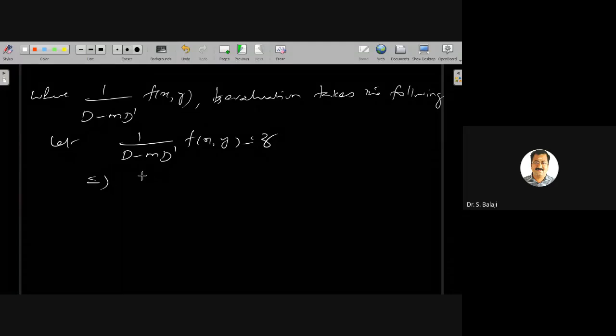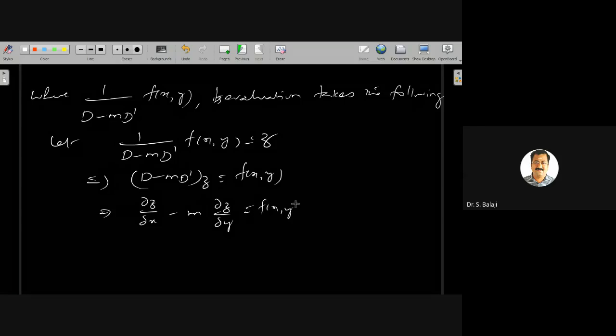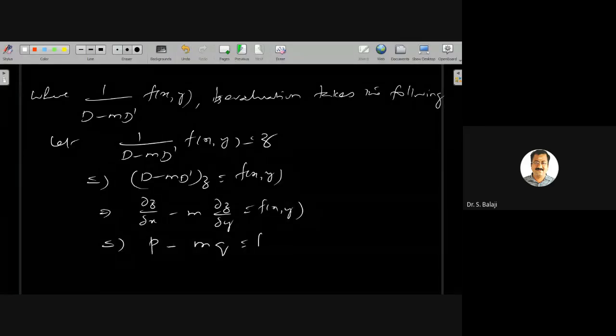And what you can get here, (D - mD') of z, cross multiply, that is equal to f(x, y). This is nothing but dou z by dou x minus m dou z by dou y. Dou z by dou x is p, dou z by dou y is q. This is equal to f(x, y). This is the Lagrange's linear equation: p minus mq is equal to f(x, y).